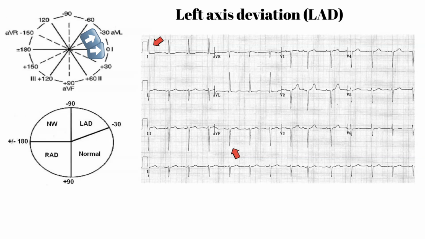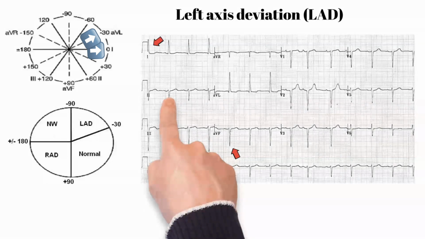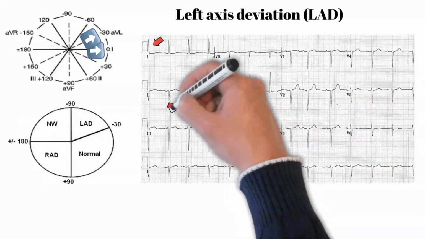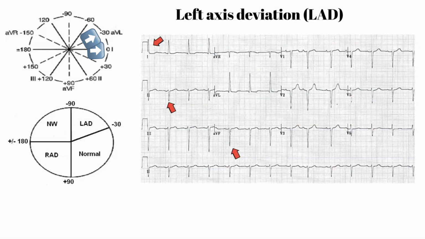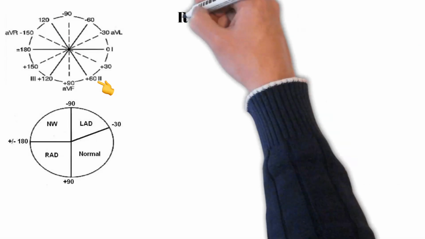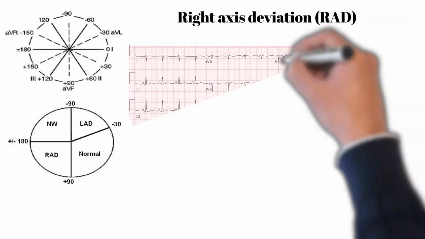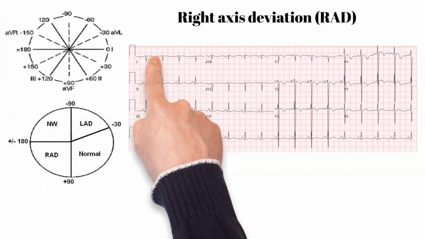To further distinguish normal from left axis deviation in this setting, look at lead 2. If it is negative, because it is downward, then the axis is more towards -120 degrees, and left axis deviation is present. If the QRS complex in lead 2 is upright or positive, then the axis is more towards +60 degrees and the QRS axis is normal in that case.